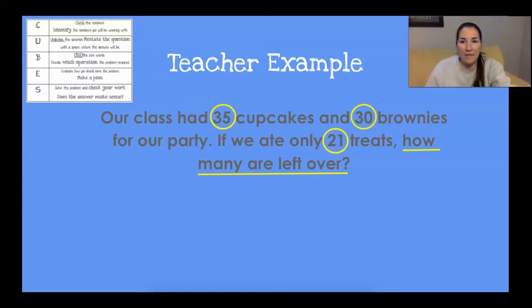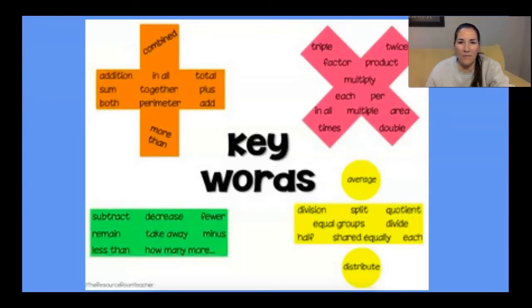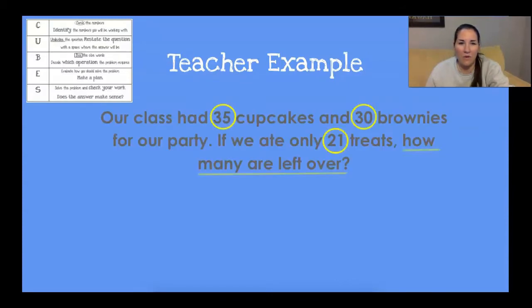The next step is B, which is box the clue words or the keywords. So I'm going to have to look carefully through this. I'm going to read through it one more time, and I'm going to think about what words were in those examples that I just gave you a moment ago to see which kind of operation I might do. So our class had 35 cupcakes and 30 brownies for our party. If we ate only 21 treats, how many are left over? So the important words within this story problem would be the word and, ate, and leftover.